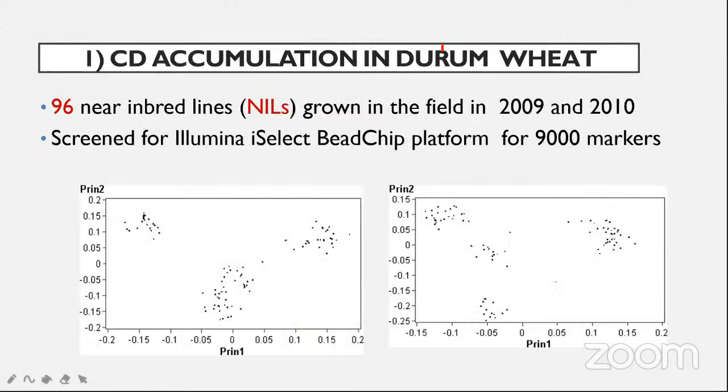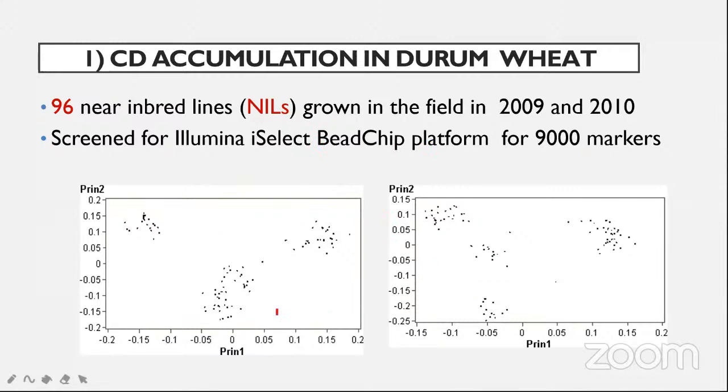So I would quickly run through some of my projects over the years just to show you the different kinds of populations and the different kinds of marker systems that could be used, just to create an idea where association mapping could be used. One was cadmium accumulation, where we used 96 near isogenic lines, or NILs, from 2 field seasons, and we used a 9,000 marker Illumina Infinium chip.